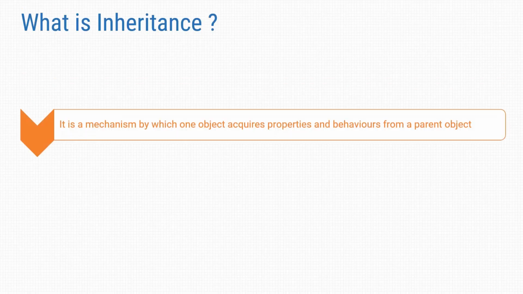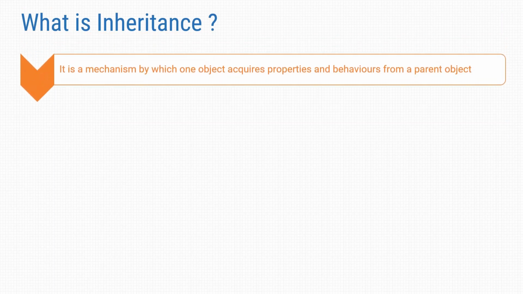So, what is inheritance? It is a mechanism by which one class is acquiring the properties and behaviors from the parent class. What do we mean by properties and behaviors? Properties are nothing but the data members or variables that you define inside a class. And by behaviors, we mean the function definitions or the functionality you are adding into that class. These two, the data members and the functionality, you can derive from the parent class to the child class. This is what we call inheritance.